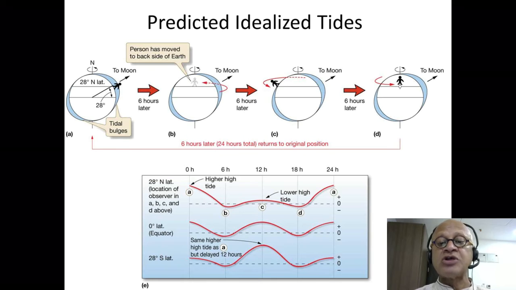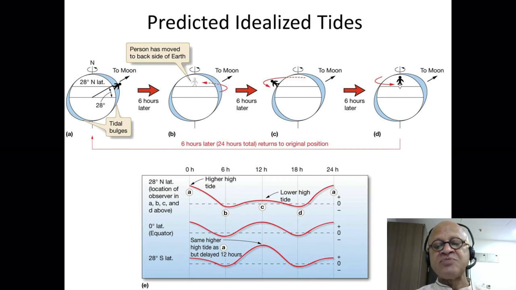This is where the terminology of higher high tide and lower high tide come in, and we will see later on that there is higher high slack water and lower low slack water and so on and so forth. Okay, so just stare at these figures for a little bit to make sure you understand.